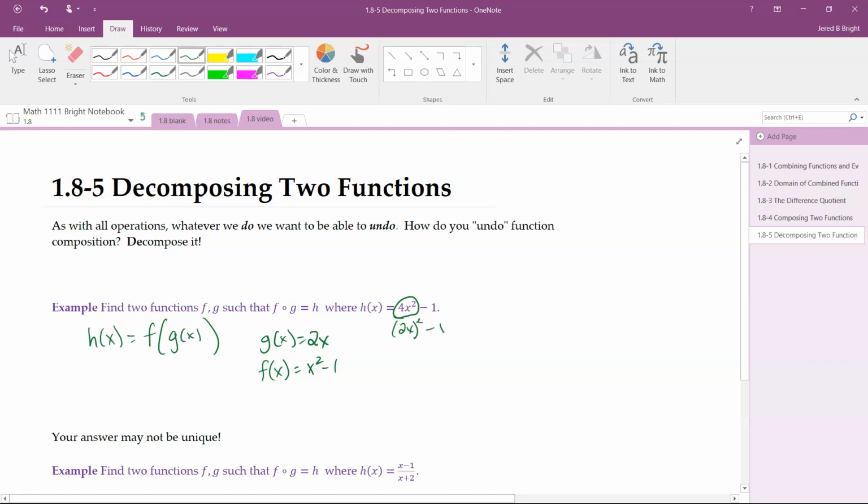Now, there exists another composition that you could make. So this would be one way to verify my answer. Another separate answer that you could do is you could say, this part is its own thing, and then the minus 1 is just tacked onto it. So maybe g is 4x squared, and then f is just x minus 1, because then what I would do is take the 4x squared, and when I compose it, that would take the place of x. So that would be another answer.